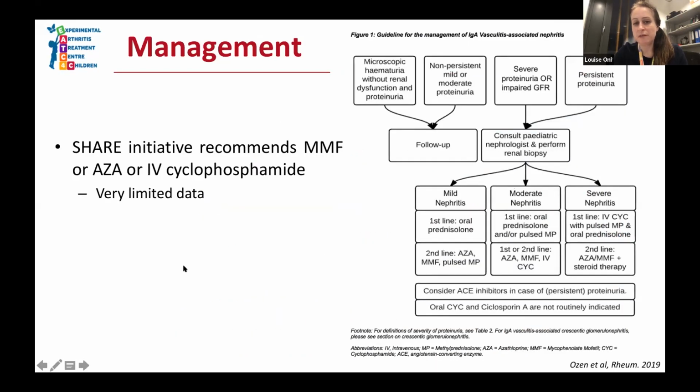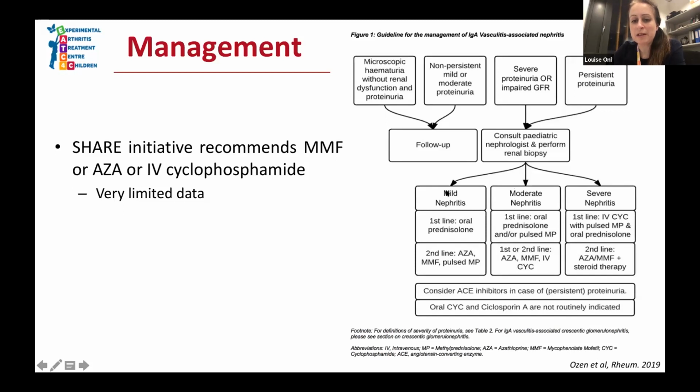So the SHARE initiative that I've already mentioned looked through all of the literature and came up with consensus guidelines, and they actually recommended very different treatment to the KDIGO recommendations, where they suggested for patients who had mild nephritis to consider early oral prednisolone, those who had moderate disease, again, prednisolone followed by another agent, so either azathioprine, mycophenolate, or to consider intravenous cyclophosphamide, and then those with more severe disease to receive intravenous methylprednisolone together with cyclophosphamide.